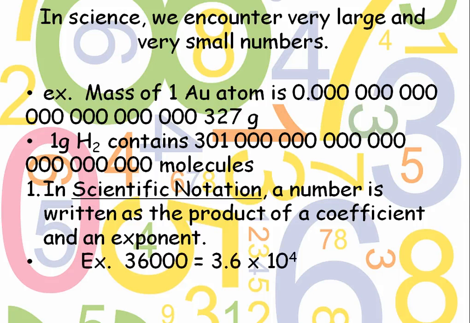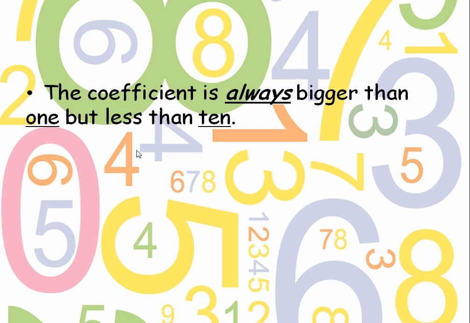For example, with 36,000, the coefficient would be 3.6 and the exponent would be 10 to the 4th. So 3.6 times 10 to the 4th. Coefficient written as product with an exponent. You place the decimal behind the first number on the left. Okay? So let's take a look at a couple here. Coefficient's always bigger than 1 but less than 10. So it's from 1.0 to 9.99.